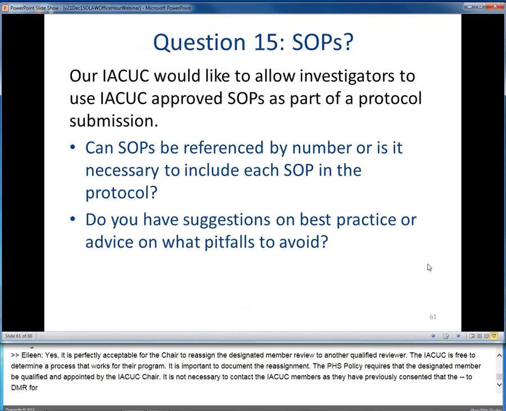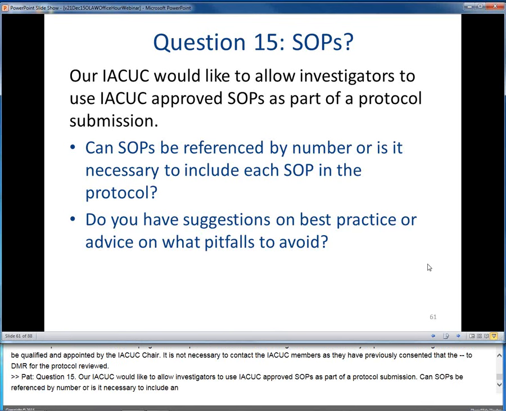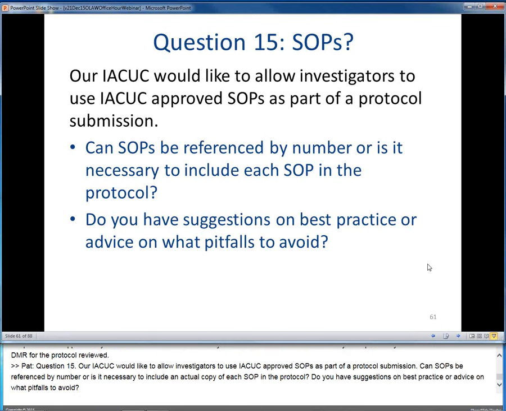Question 15. Our IACUC would like to allow investigators to use IACUC-approved SOPs as part of a protocol submission. Can SOPs be referenced by number, or is it necessary to include an actual copy of each SOP in the protocol? Do you have suggestions on best practice or advice on what pitfalls to avoid?